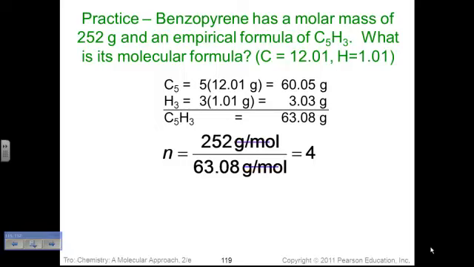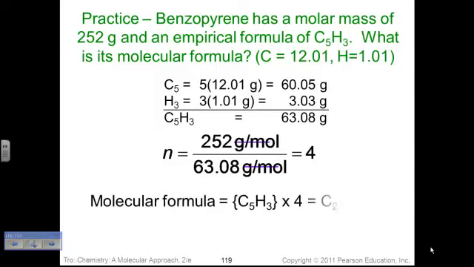Did you distribute a 4 through your subscripts and find C20H12? The molecular formula for benzopyrene, C20H12, adds to the target of 252 and yet reduces down to a simpler ratio of a 5:3 subscript ratio of C's and H's.